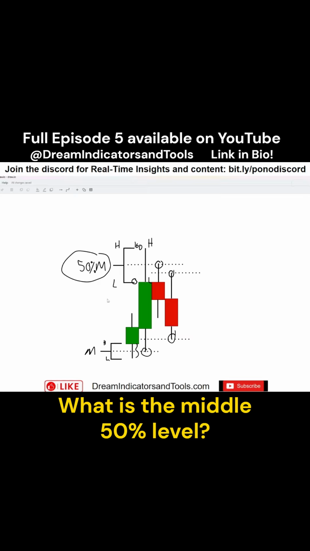Now remember, the middle is going to refer to either wicks, or bodies, or entire candles, okay? So it can be any of those, but the middle levels are going to be really, really important for us to focus on.